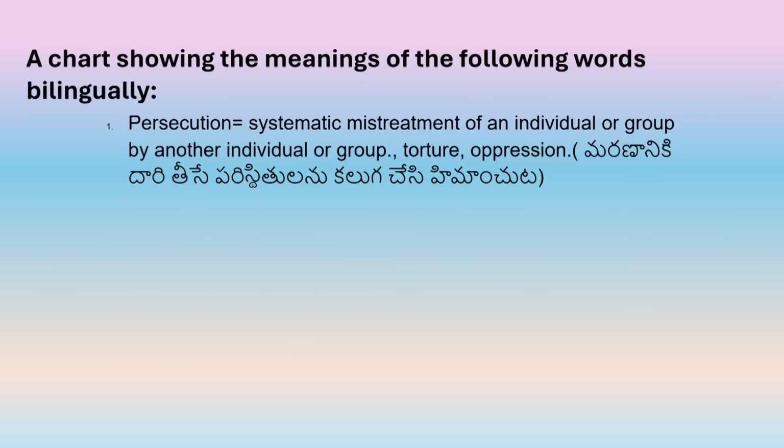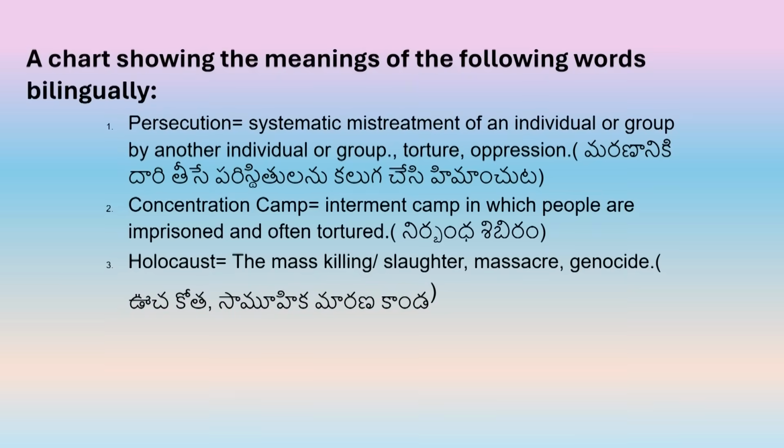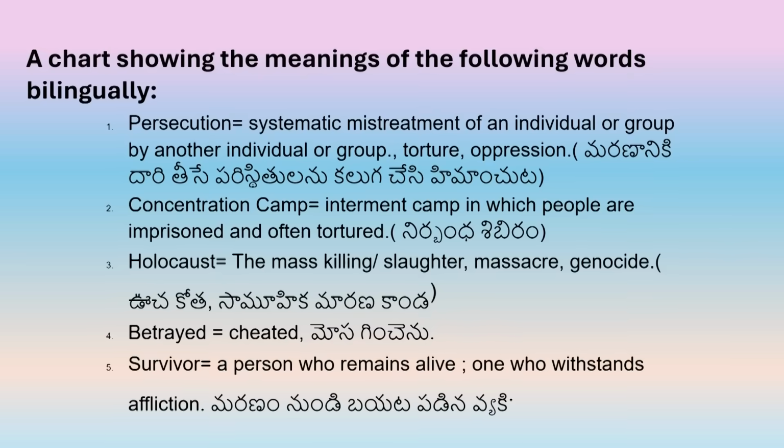Persecution, systematic mistreatment of an individual or a group by another individual or group. Torture, oppression. Concentration camp. It's an internment camp in which people are imprisoned and often tortured. Holocaust. The mass killing, slaughter, massacre, genocide. Betrayed, cheated. Survivor, a person who remains alive, one who withstands affliction.